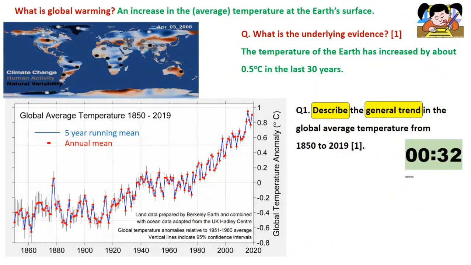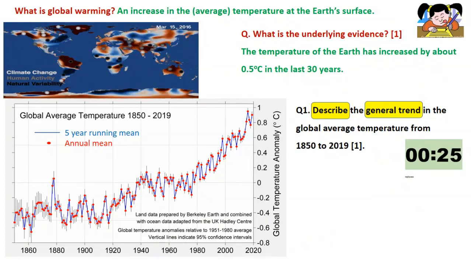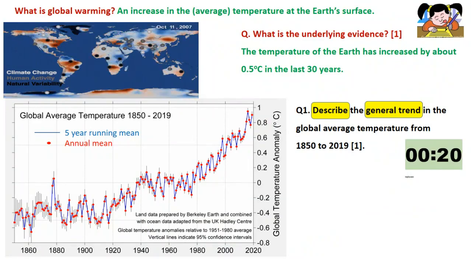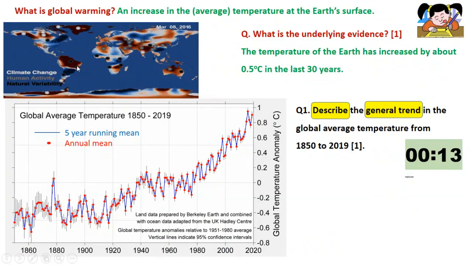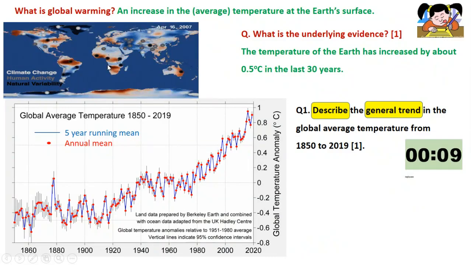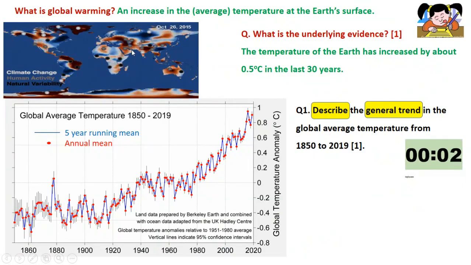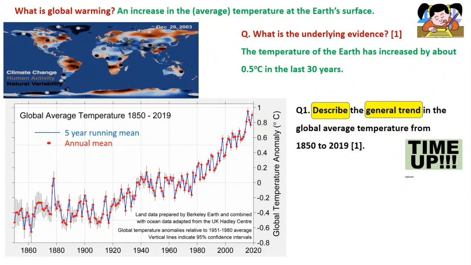It's very simple. When we measure the average temperature of the Earth, we can see that it is increasing gradually. The temperature of the Earth has increased by about 0.5 degrees in the last 30 years. On the left-hand side of the screen, you can see an image which is continuously changing colors from light blue all the way to dark red. It is just an image to tell us how the temperature of the Earth has been changing.